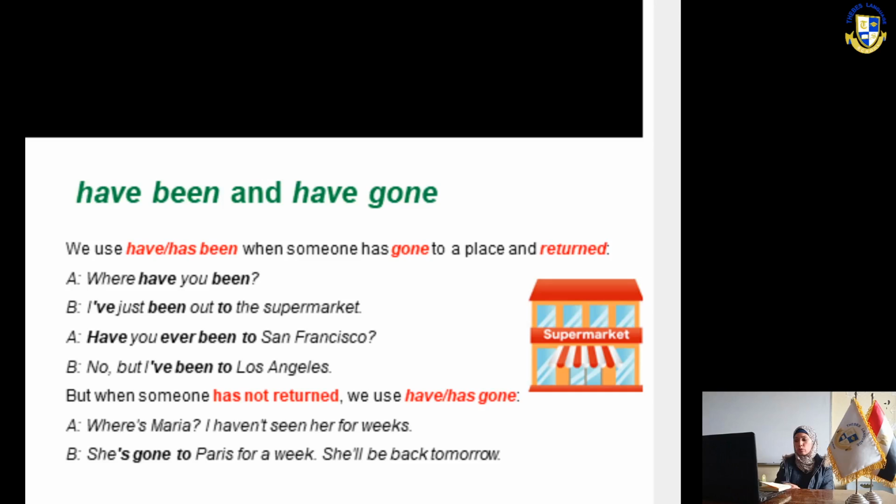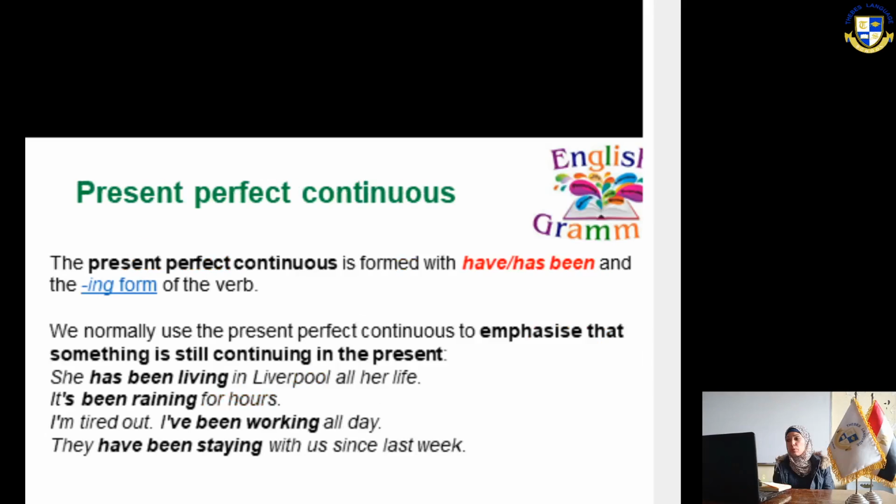Slide 12. The present perfect continuous, guys, is formed with have or has been and the ing form of the verb. We normally use the present perfect continuous to emphasize that something is still continuing in the present. For example, you can say, she has been living in Liverpool all her life. It's been raining for hours. I am tired out. I have been working all day. They have been staying with us since last week. So now, guys, as you notice, we are trying to emphasize that something is still continuing in the present.